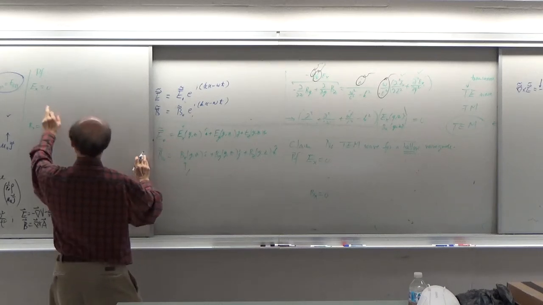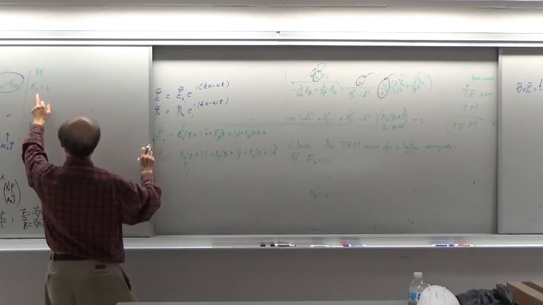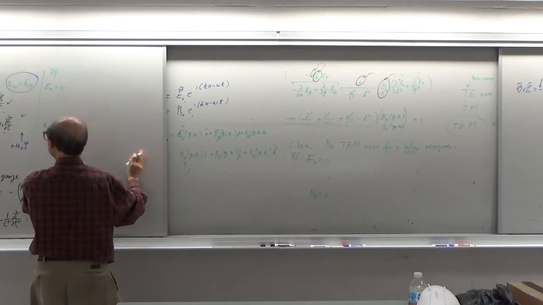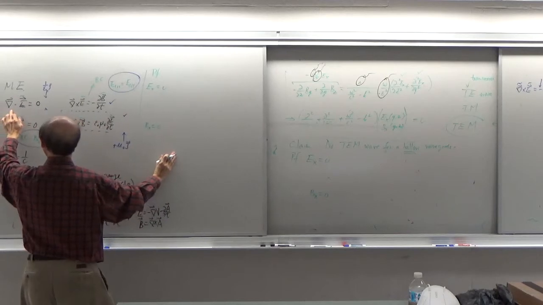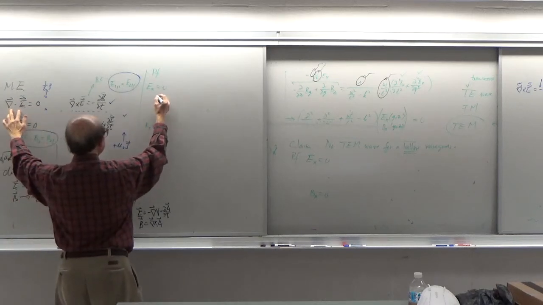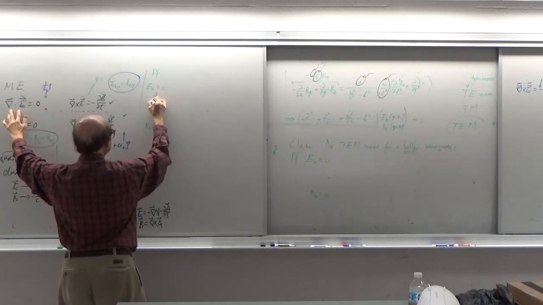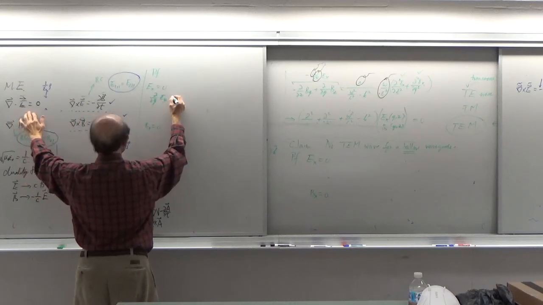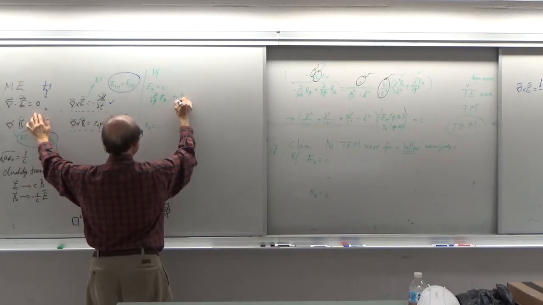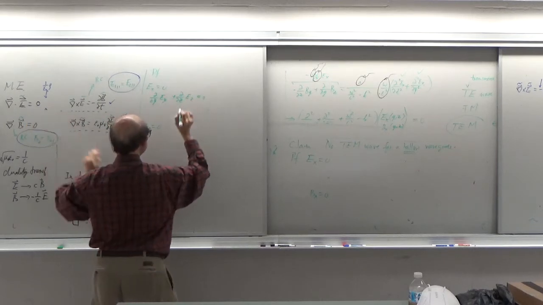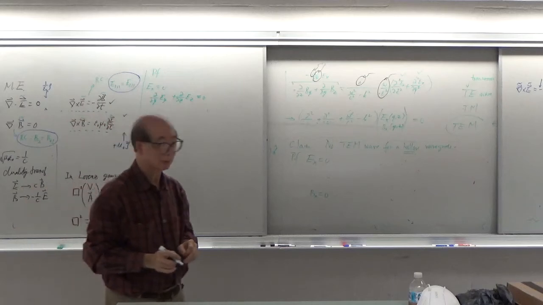Okay, so Ex is 0, so this is 0. So that I have only left here del by del y, Ey, and then plus del by del z, Ez equals 0.